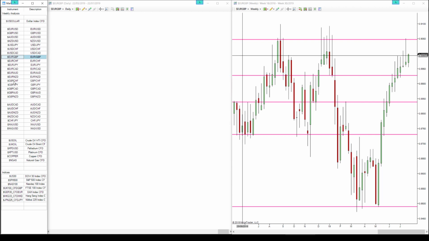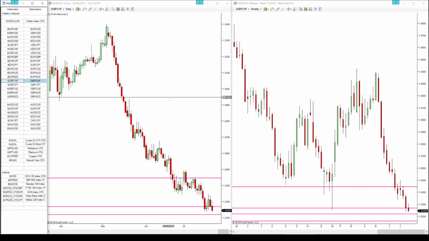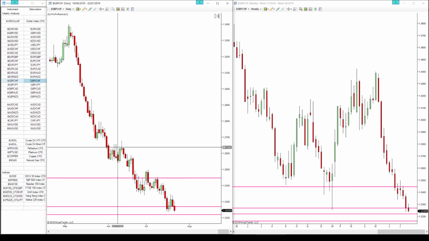Where it gets really interesting is if we then look at the GBP pairs against other currency pairs. You can see if we look here at pound Swissy, it's looking particularly bearish.